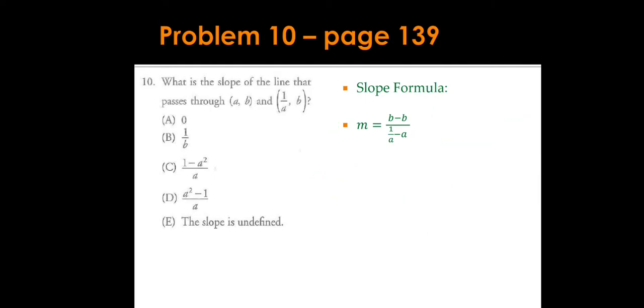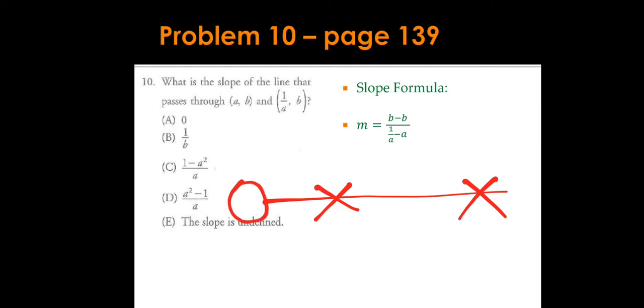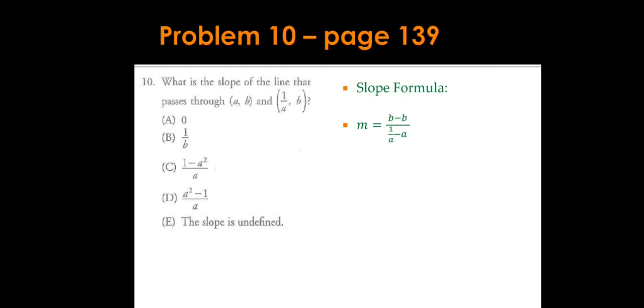Or you can think about it otherwise, since the 2 points have the same y coordinate, that means they are horizontally related. And if they are horizontally related, then the line that is connecting them has a slope of 0. And therefore my answer is A.